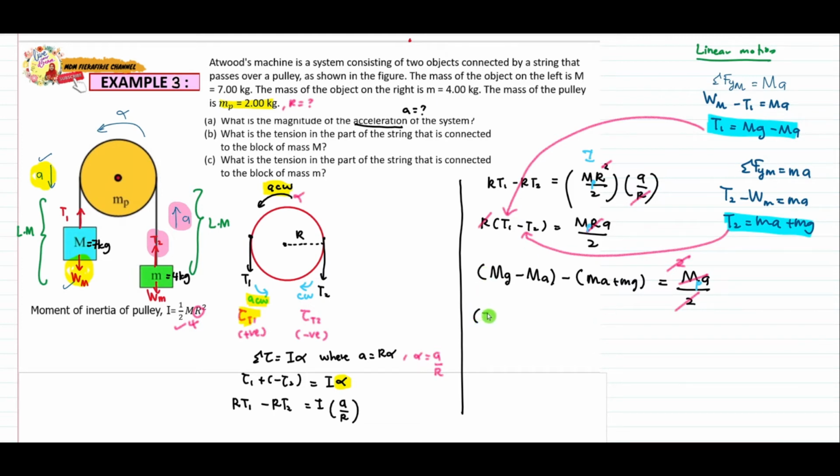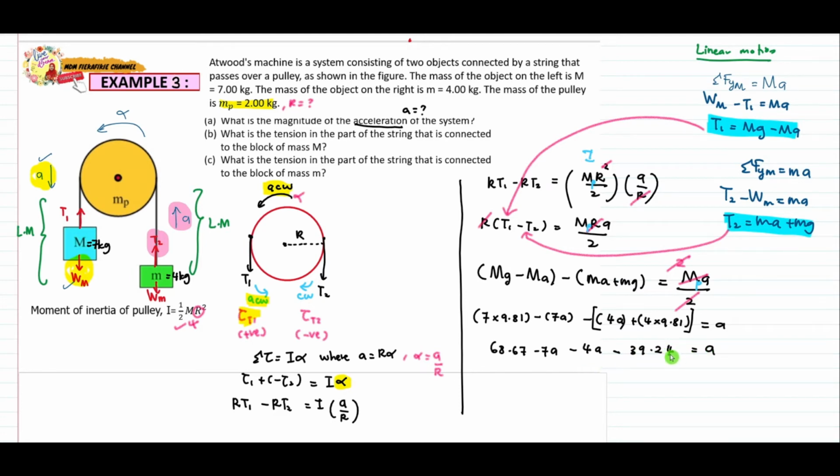Mg, capital M is 7 kg times 9.81 minus 7a, minus small m is 4 kg plus 4 times 9.81 is equal to A. Okay, boleh? Saya letak brackets ni. And then we try to solve. This one should be 86.67 minus 7a, and then minus 4a, and then minus 4 times 9.81, it should be 39.24 equal to A.